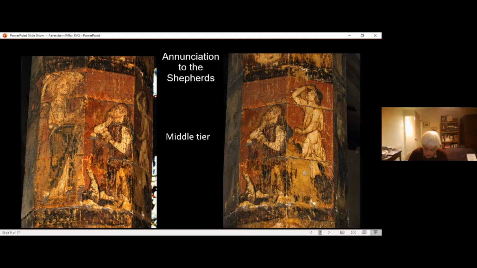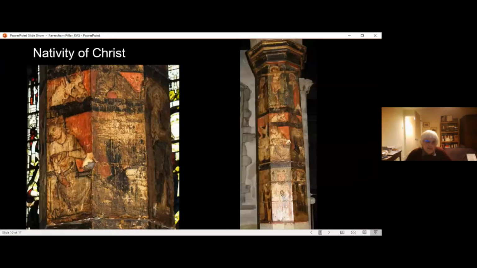If we then move on to our next set of paintings, we come to the Nativity. Now, as you can see, I hope, Joseph has disappeared. He's been lost. But he would have been looking towards Mary and the child. And the scene is, in a sense, completed above by the ox and the ass. Again, they're looking towards the centre.